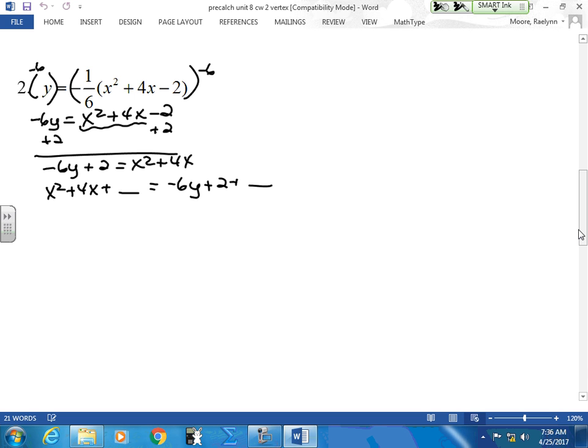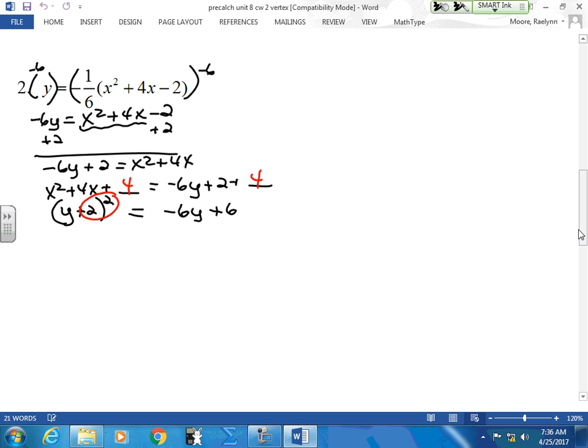If you add to one side, you add to the other side. Okay, so what's half of 4? 2. What's 2 squared? 4. 4. This gives me negative 6y plus 6.